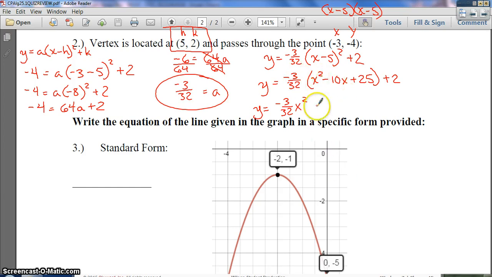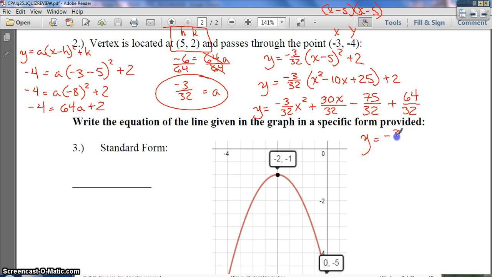What I'm going to do is 10 times 3. Negative times a negative is a positive. And this is 30x over 32. Or you can write the x over here. Minus 3 times 25 is 75 over 32. I am now going to rewrite 2 with the denominator of 32. So this is 32, 64. What's 64 divided by 32? It should be 2. Okay, so let's finish this up.